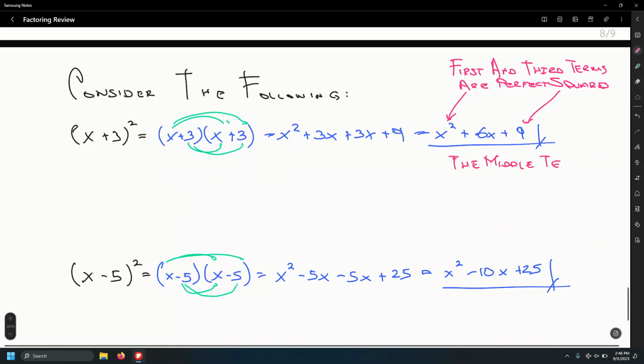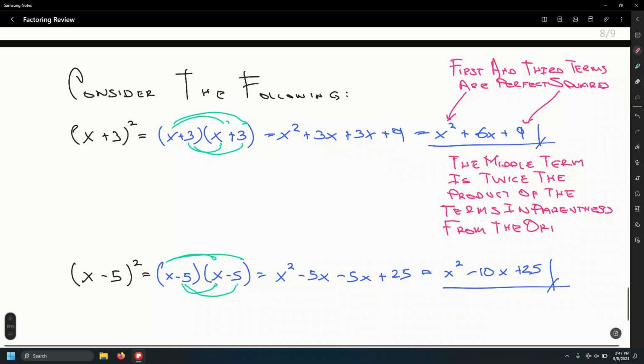The middle term is twice the product of the terms in parentheses from the original expression. Let's call it expression instead. All right. And again, okay, what about x times 5? What is that? 5x. Multiply that by 2. Isn't that the same 10x right here? Whether it's positive or negative, that doesn't matter.